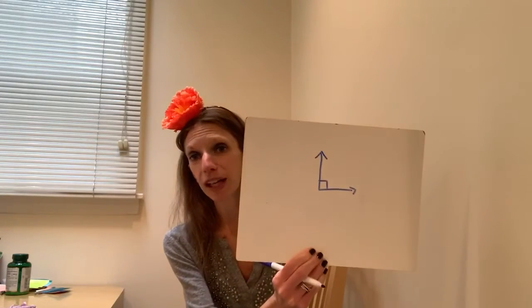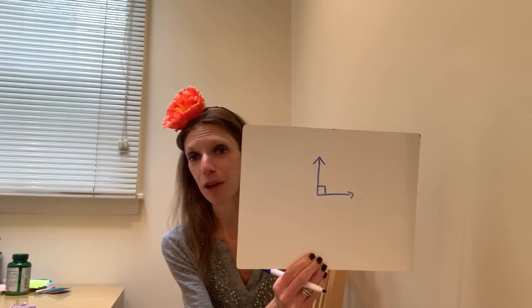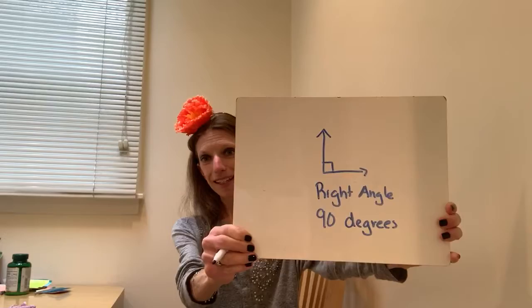All right, and then we'll do one more. This one's easy peasy lemon squeezy. Why? Because it's got that square in it, so we know it's a right angle and it measures 90 degrees. So I would label it right angle and then 90 degrees. Easy.